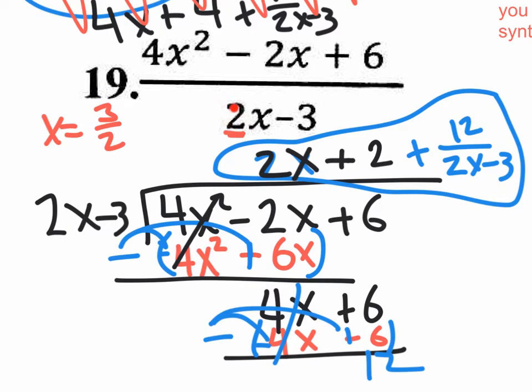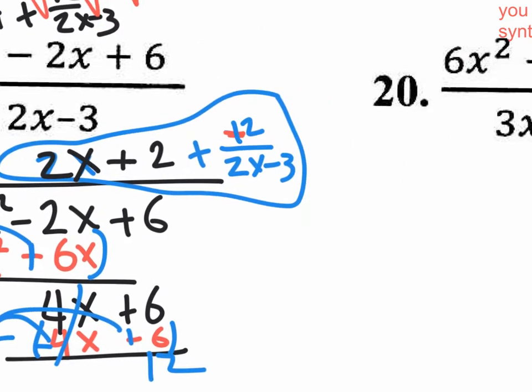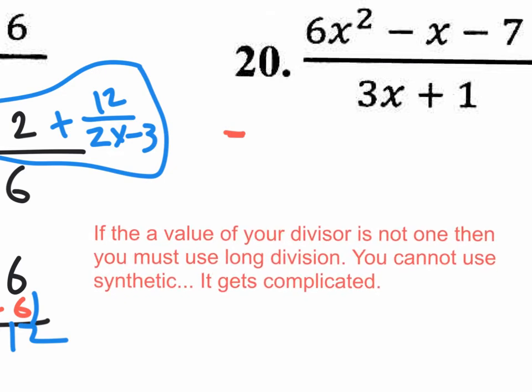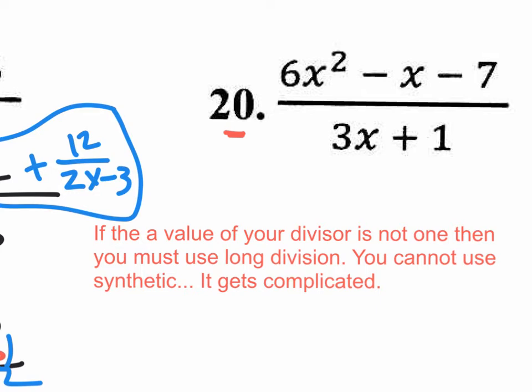So if you have a 2, a 3, anything that's not 1, if it's x minus 3, go for it, use synthetic division. But if you have a 2x minus 3, don't use synthetic division, okay? The rule is this: if the a value of your divisor is not 1, then you must use long division. You cannot use synthetic division. It gets complicated. So number 20 right here, looking at this rule, are you going to use long division or synthetic division? There's a 3 right here, not a 1. So I would not use synthetic. I would actually use long division.